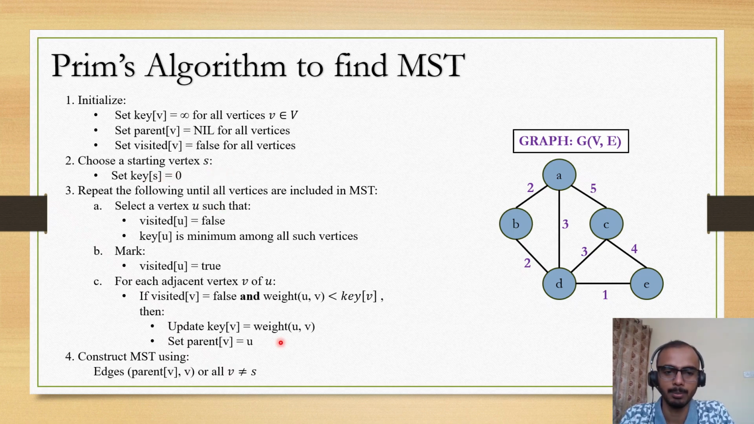Now this is the repeated iteration where we have to check all the unvisited vertices for the one where the key value is minimum. We are going to mark that as visited, and for all the unvisited adjacent vertices of that selected vertex, we need to check if the edge we are considering is lesser than the key value, and then we update these two values as per the algorithm. Finally, with the table that we have, we are going to construct the MST.